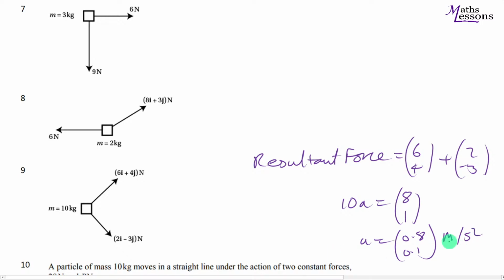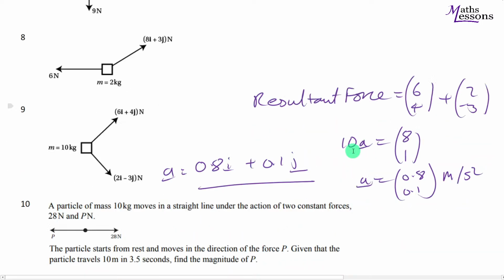And because we've done this as a vector, we don't need to give a direction because the vector includes the direction. If you want to do it in i and j format, 0.8i plus 0.1j would be our vector. And notice I need to underline my a because that is a vector.